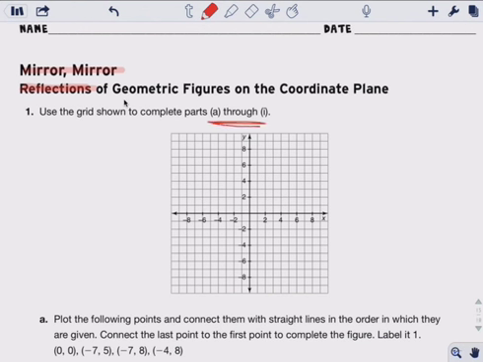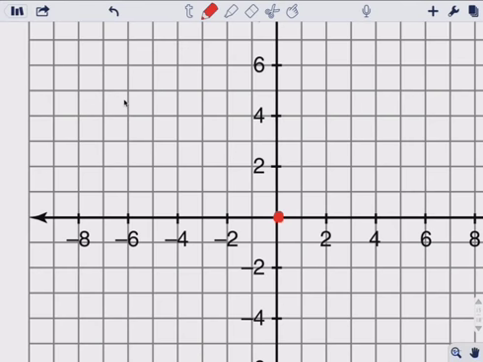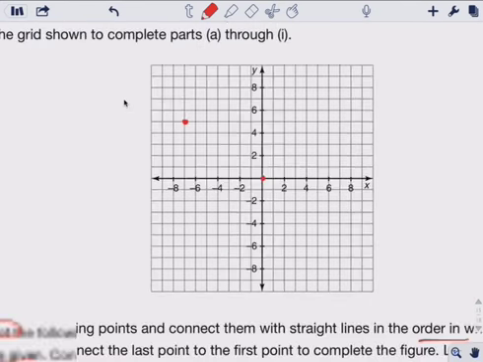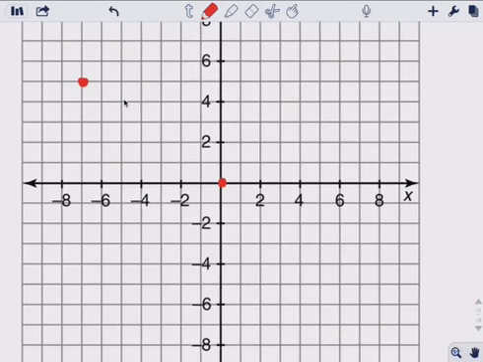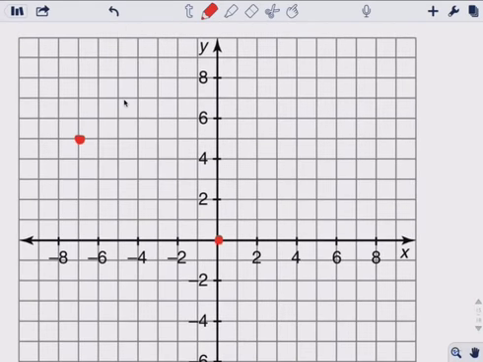Okay, so 0, 0, right there. I'm going to close this in, okay? Sorry if I get in and out too much. 0, 0, negative 7, 5, negative 7, 5. Okay, and then 7, 8, negative 7, 8. I'll go up to 8. So connect the dots.